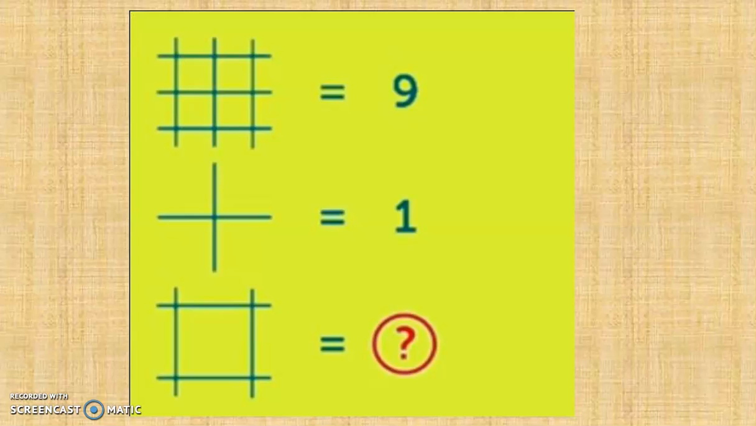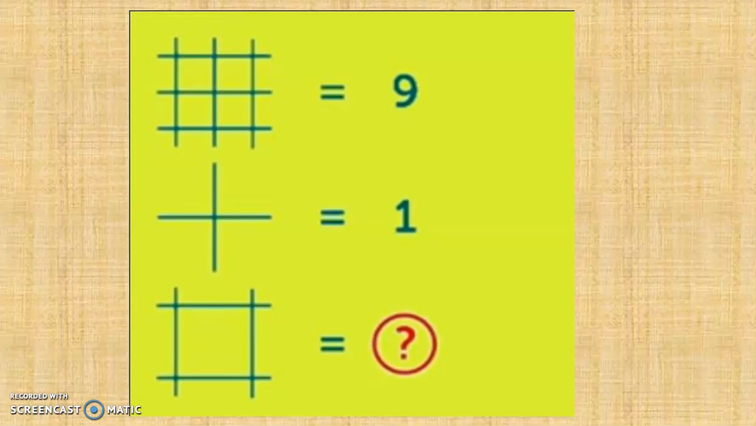This is also one puzzle for you. Here you could see one picture, right? For this, the value is 9. From that, they have just taken this alone. For that, the value is 1. Then you have to identify the value for this. I'm going to give you 5 seconds to identify. After that, I will continue with the answers.